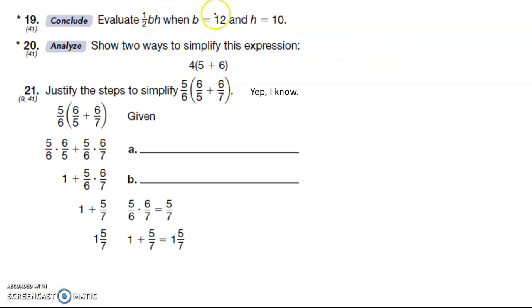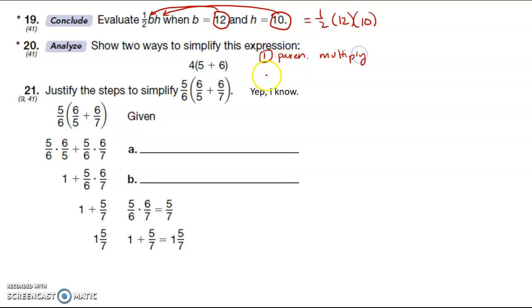Okay, here I'm going to plug in 12 where B is and 10 where H is. So I end up with 1/2 times 12 times 10. And I'll let you work that out. 2 ways to show this expression. The first way, you're going to do the parentheses first, and then you're going to multiply. The second way, you're going to distribute.